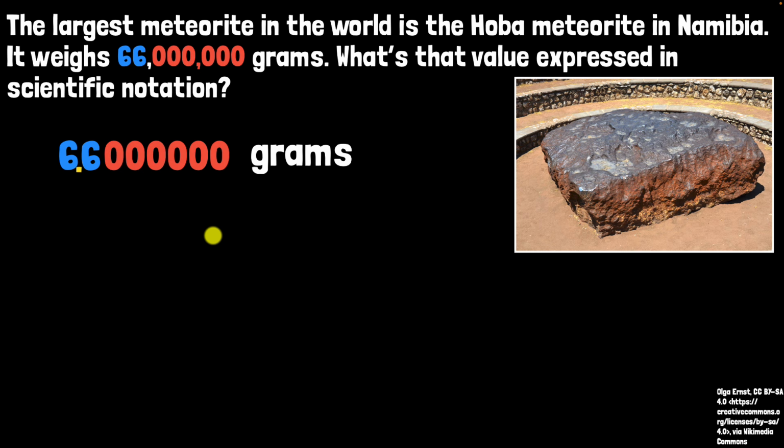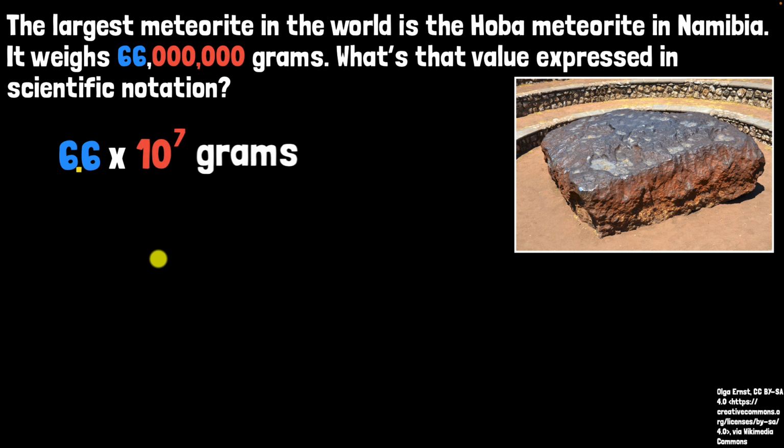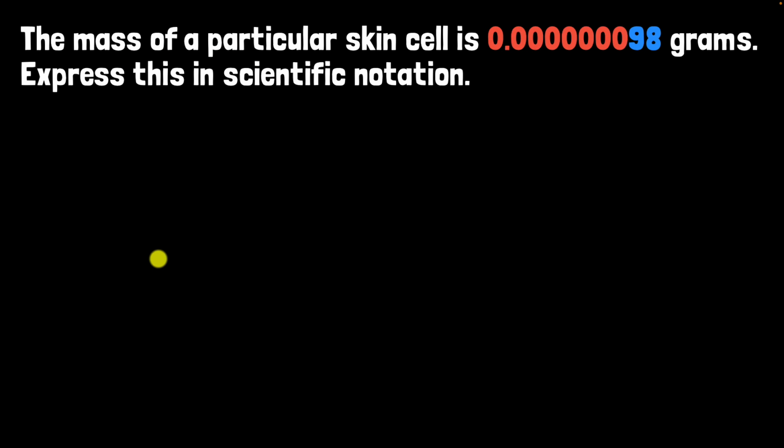So I've shifted the decimal 7 places to get to 6.6. So that means my exponent is going to be 7. It's a positive 7 exponent, so it'll be 6.6 times 10 to the power 7 grams. That's it. Beautiful, isn't it? Okay, one last. Try it on your own again.